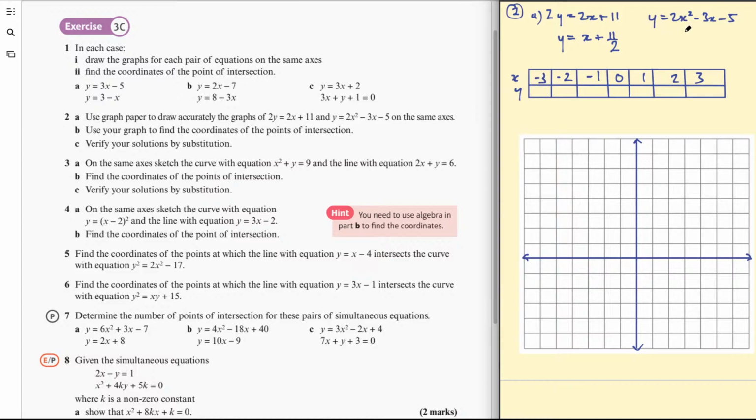So plugging -3 in, we get 18 plus 9 take 5. This is 22. Okay, and if I make small errors with these, then please feel free to correct me. 2 squared times 2 is 8, plus 6 take 5. This is 9.